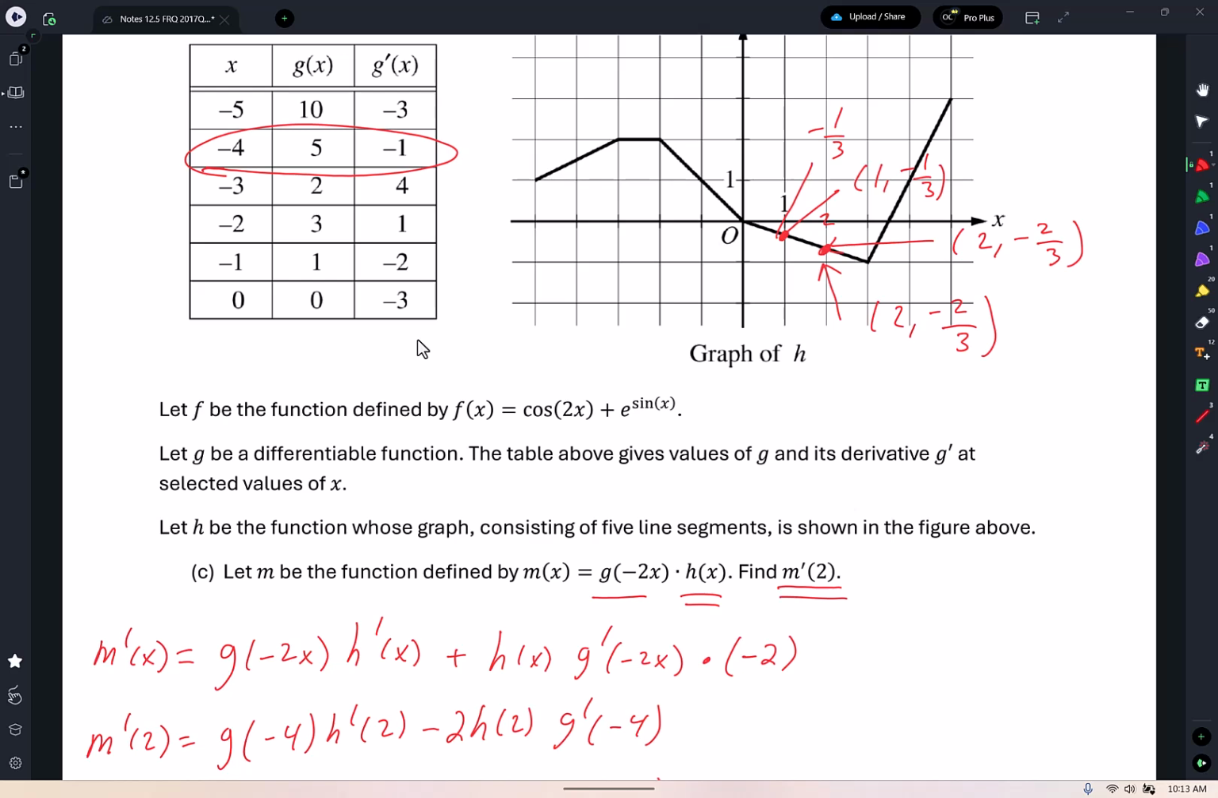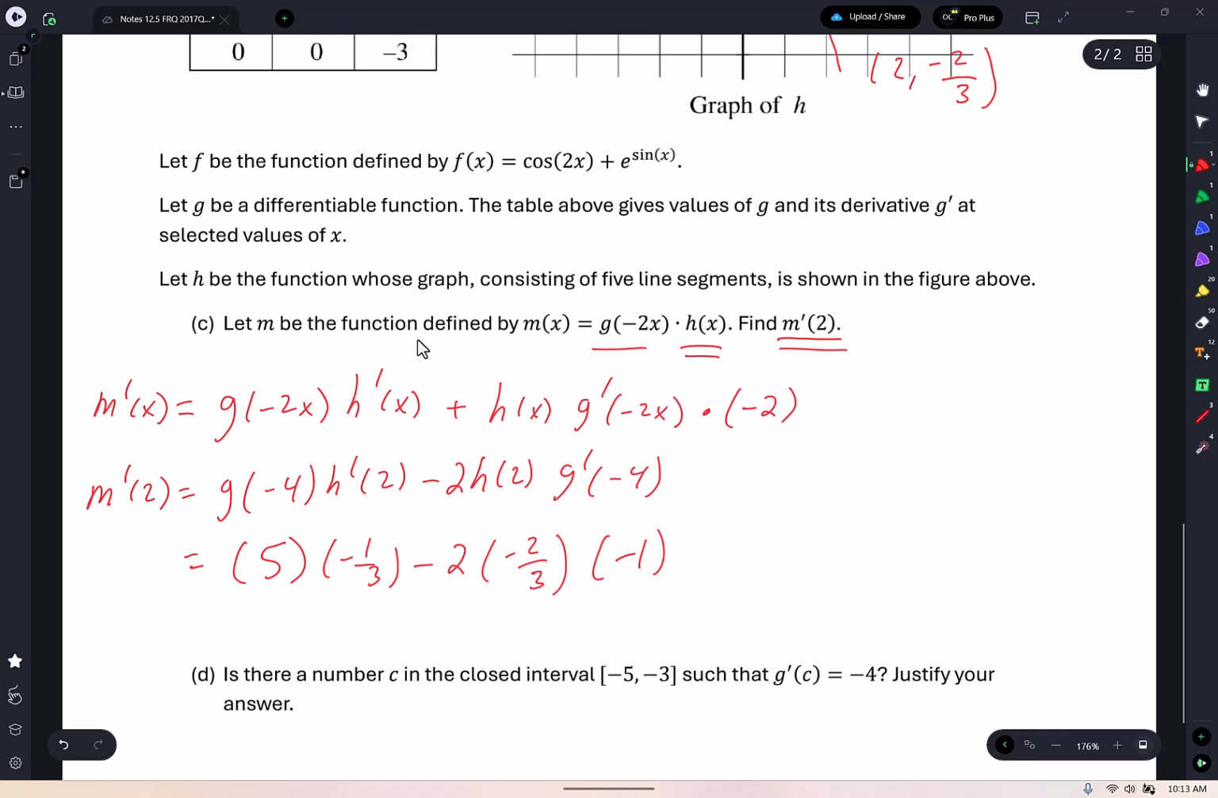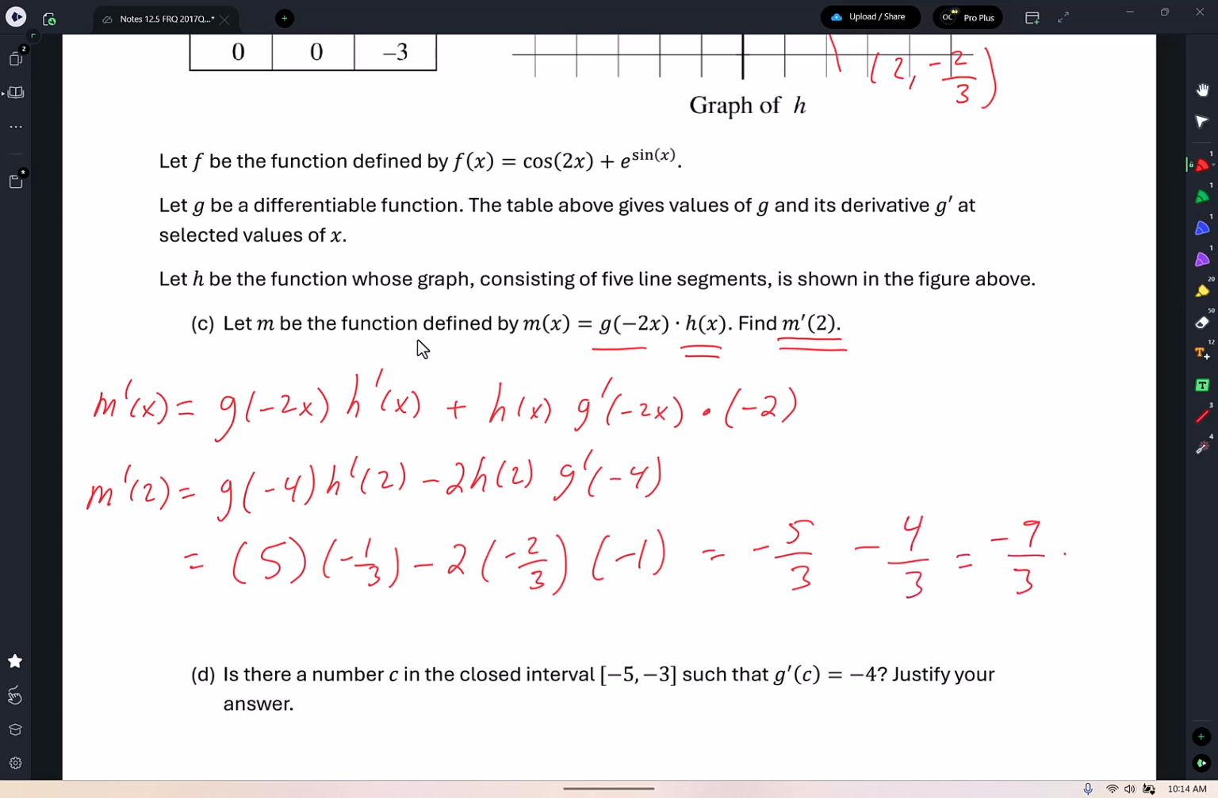Cool or not cool? Yeah, guys, we're done. That's it. Now it's just simple arithmetic. Negative 5/3 minus, because it's negative times the negative times the negative. Let's see, minus. Do I see 4/3? 5, 9, so negative 9/3. So if there's no mistakes, it's negative 3.